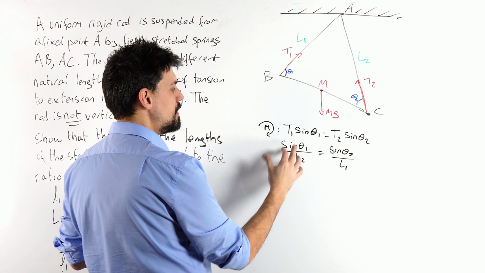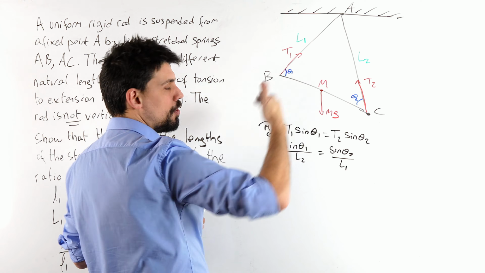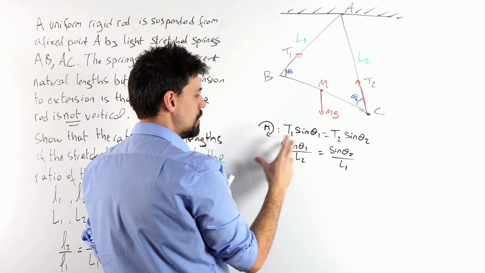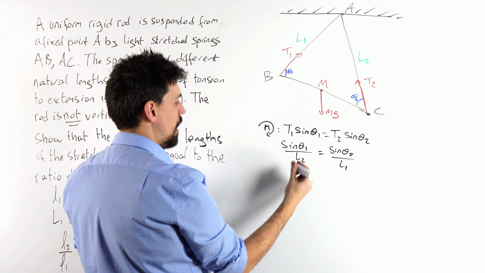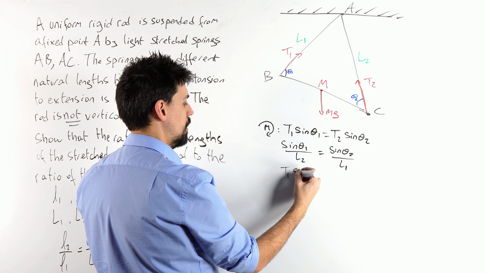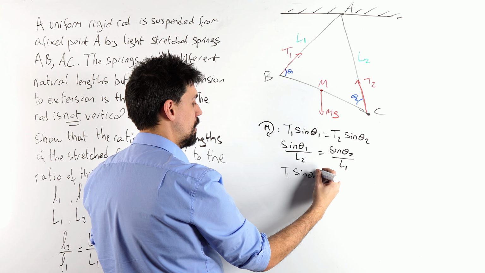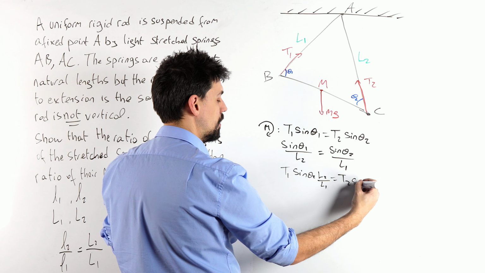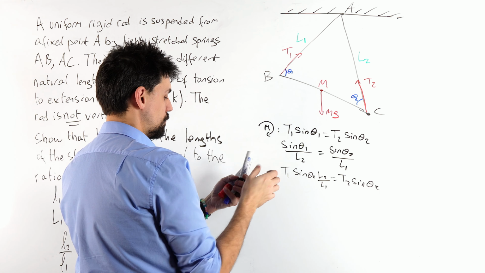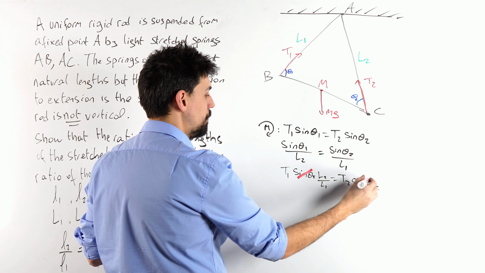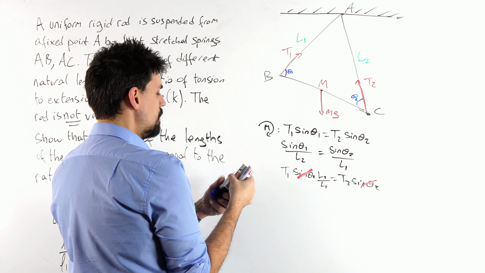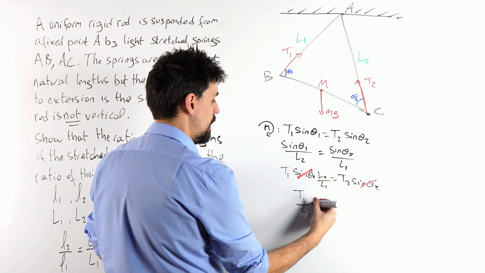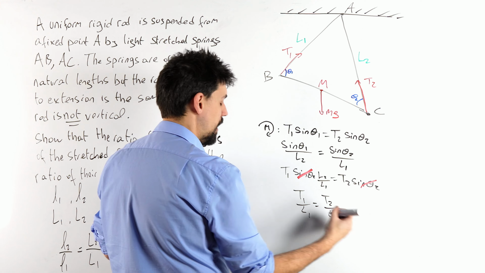What I want is to get rid of the thetas, because I don't know what they are. So let's rearrange that for sine theta 1. That tells me T1 sine of theta 2 times l2 over l1 is T2 sine of theta 2. The thetas will disappear, which tells me that T1 over l1 is T2 over l2.